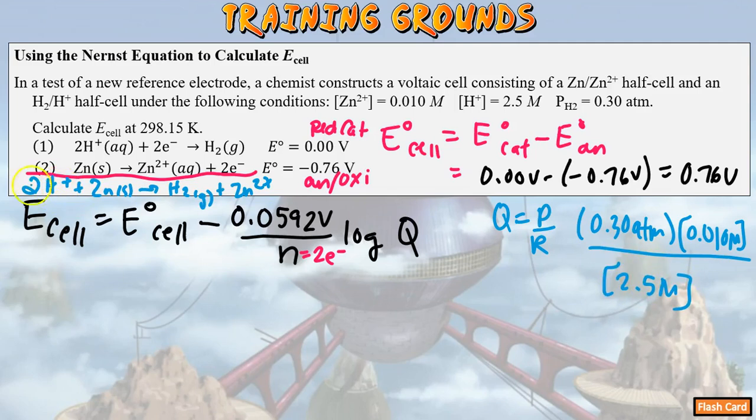And of course, because there's a 2 in front of it, we have to make sure that everything is balanced. So this H is balanced, our zincs are balanced, so there's a 2 in front of here. We have to square our 2.5 molar here. Now, all that's left to do is calculate, plug and chug here.